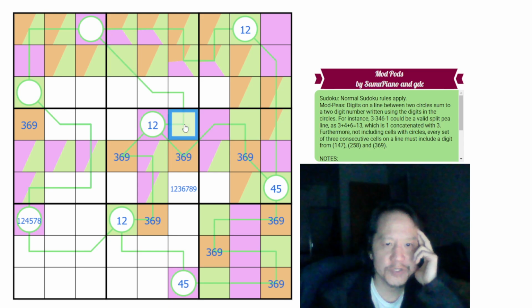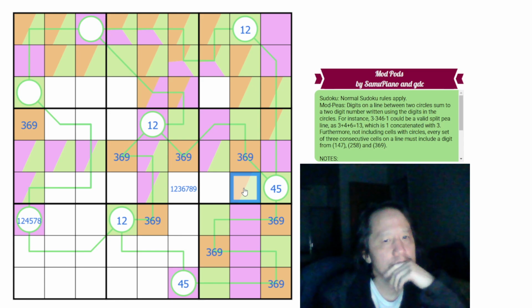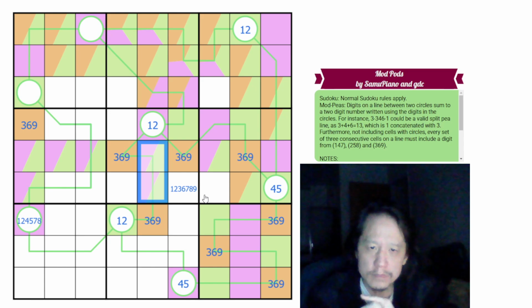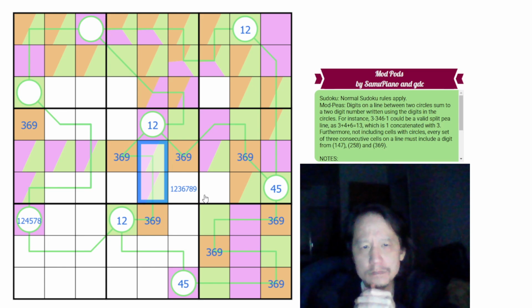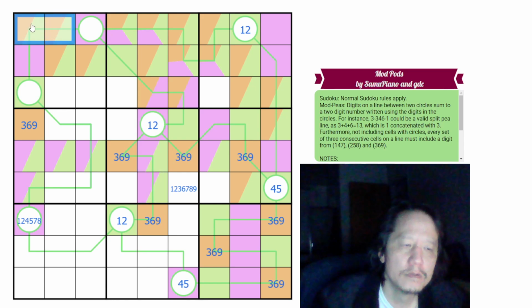This is green. This is green. So this is orange and pink. One of these is pink. One of them's orange. One of these is pink. Right. There has to be one of each here. And we know pink has to be one of these two.